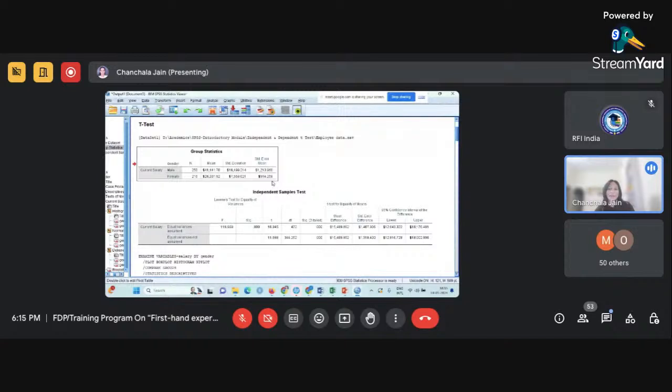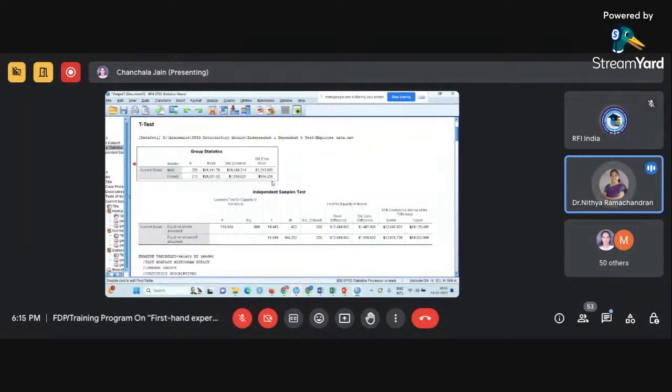So now I again came back to the previous output of the independent sample t-test. I hope I can explain this now. After checking the assumption, I think now I'm on this. May I start explaining this? Ma'am, just a second, ma'am.